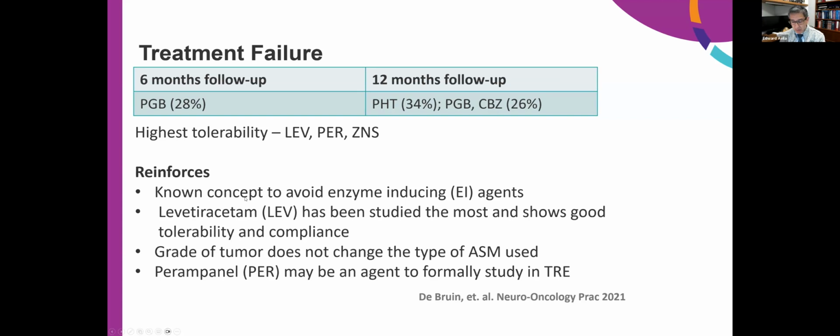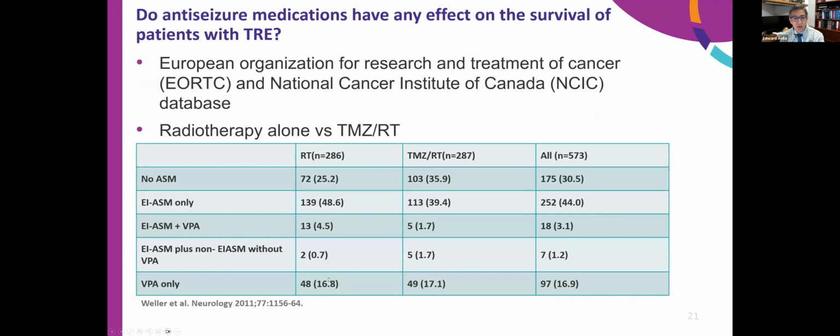This just reinforces some of what I was saying, which is that we like to avoid enzyme-inducing medications. The grade of the tumor doesn't affect the kind of anti-seizure drug that we use. These were all comers here. Perampanel, which I'll talk about in a second, is an agent that probably needs further study, at least based on the results of this study.